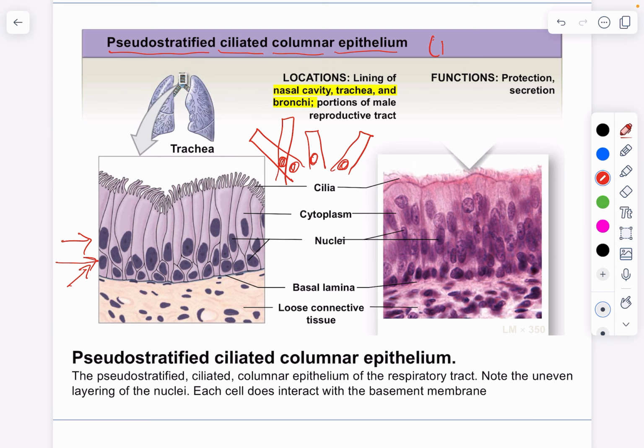This is commonly referred to when we talk about the respiratory system. We'll talk a lot more about these cells. They are called PCCE cells. You cannot call them PCCE cells until you have written them out once so that I know that you know the entire name. You cannot leave out the ciliated portion of it if in fact they do have cilia. You would have to use the entire name. They are very common in the respiratory tract, in the nasal cavity, the trachea, and bronchi, okay? Their function is protection and secretion.